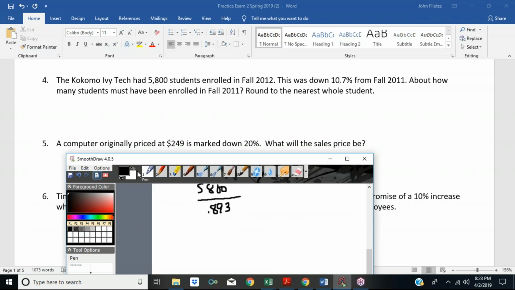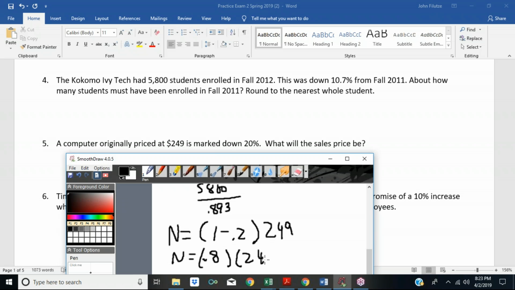So same idea with number 5. The original price was $249. We're going to find the new price this time. So it's 1 minus 0.2 times $249. So the new price is marked down from the old. So the new price is 0.8 times 249.